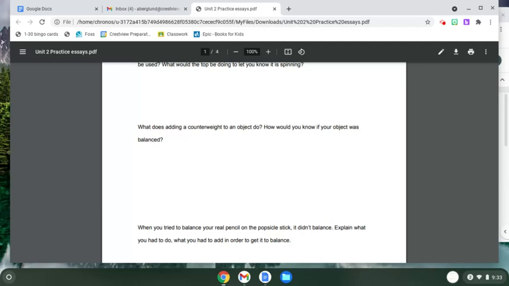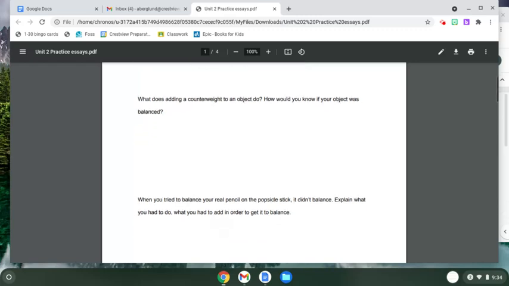Question number 2 is, what does adding a counterweight do to an object? How would you know if your object was balanced? So first off, this is 2 questions. What does adding a counterweight do to an object? Why do we add the counterweights? Secondly, how would you know if your object was balanced? What would you see? What could you do in order to test to see if your object was balanced? Okay, that was question number 2. So again, you can pause and write your answer.